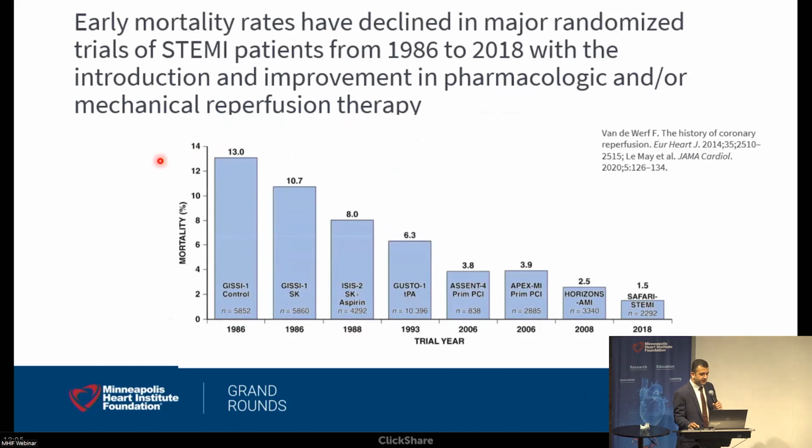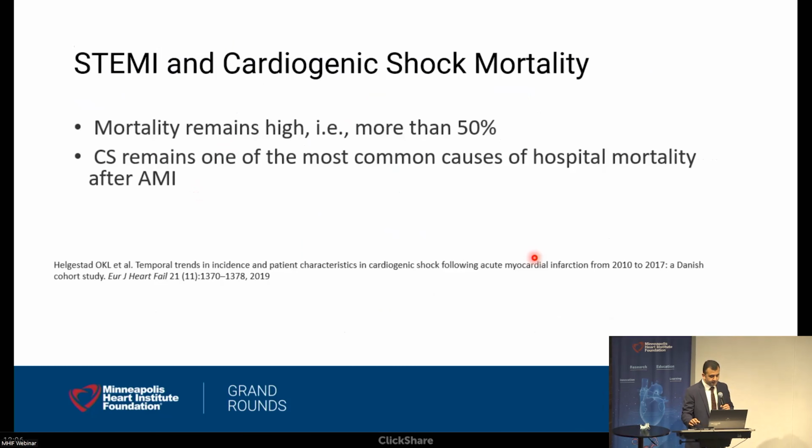The reason for this presentation is that if we look at the STEMI trials in the last 2 decades, the mortality in STEMI patients continues to improve, with the earlier trials having mortality of 13%, and the most recent trials having a mortality of around 1.5% only. But the mortality in cardiogenic shock continues to be significantly worse, persistently at around 50%, which is really bad.